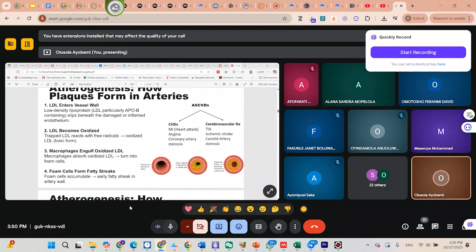Now macrophages, which are immune cells, your white blood cells, absorb these oxidized LDL and turn them into foam cells. Foam cells now accumulate. They can now form an early fatty streak in the arterial wall, like you are seeing in this diagram.